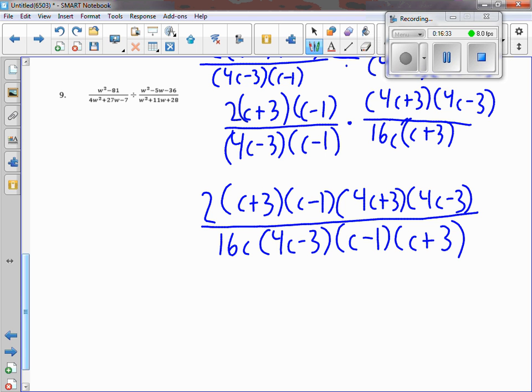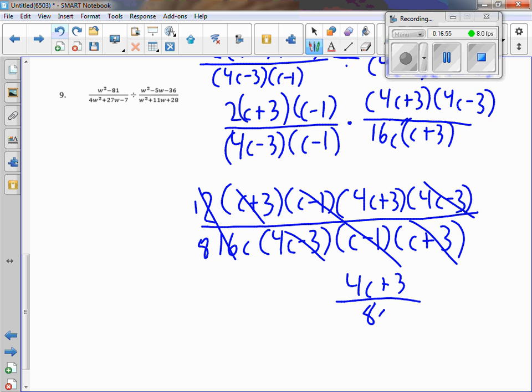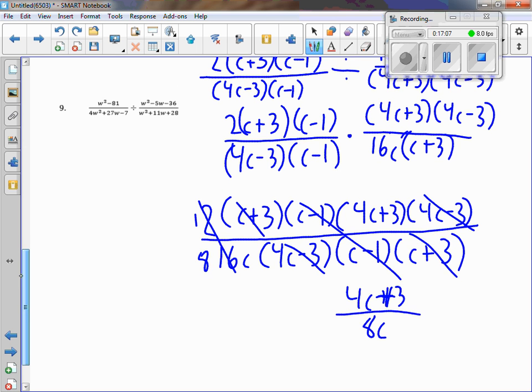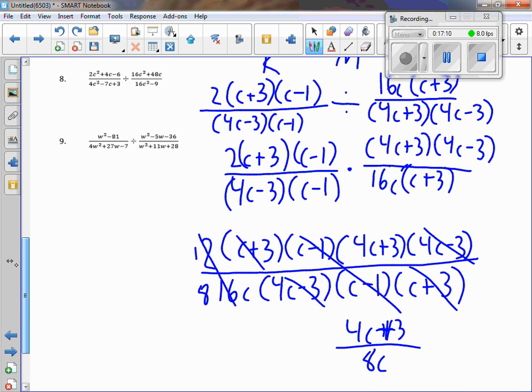And now we reduce. 2 over 16 becomes 1 over 8. The c plus 3's cancel out. The 4c minus 3's cancel out, and the c minus 1's cancel out. So our final answer will be 4c plus 3 over 8c is all I'm left with on the bottom. Again, that 4c over 8c does not reduce because the 4c on top is attached to that plus sign, so it cannot reduce. I know this one took up a bit of room, but that is the whole problem right there.